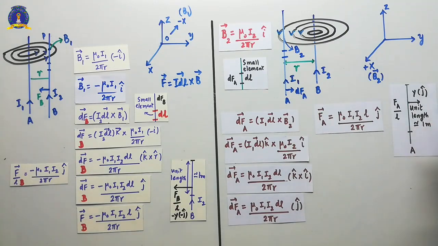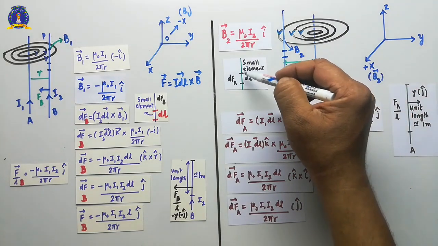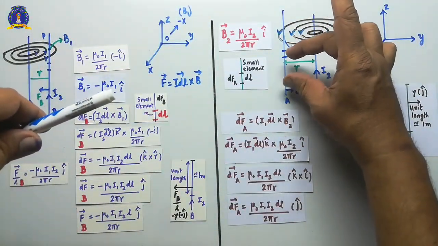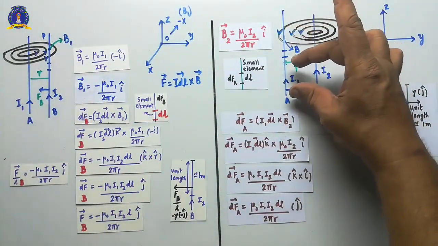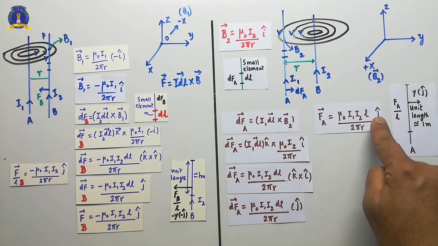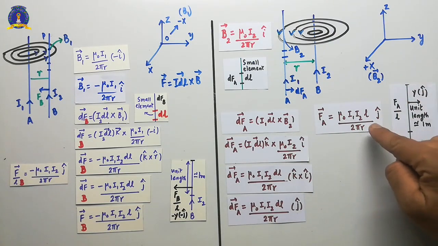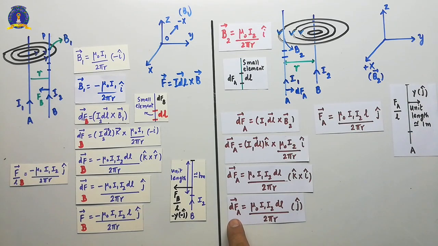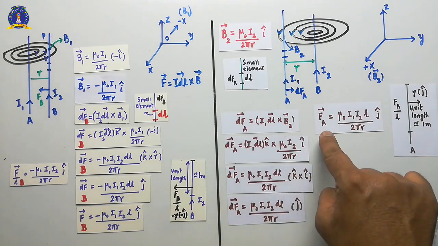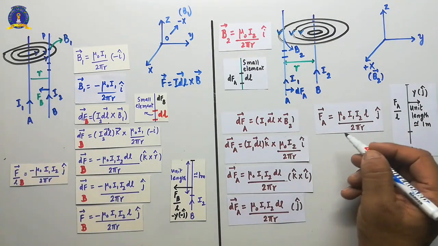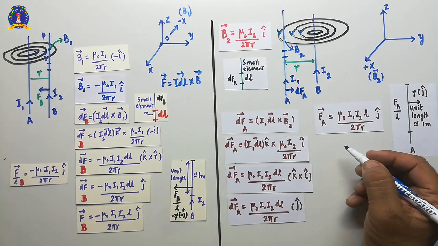So here this is called small element dl. So many dl's are there in this wire. If all dl's are added, you will get the unit length, L, the total length. Are you clear? So dFA is a small amount of force. FA is the greater amount of force which is acting in the unit length. Now per unit length you have to calculate. Force per unit length must be calculated.